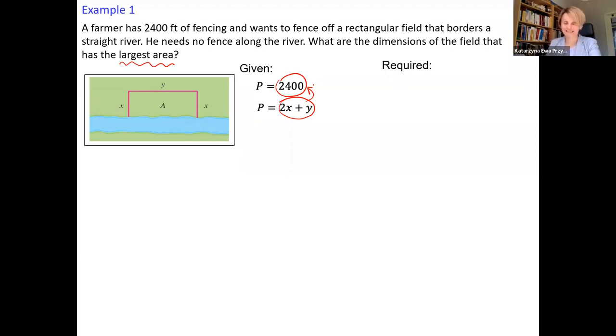As we just stated, we have to maximize the area. To be maximized, find the largest area. Of course, to find the largest area, we need a formula. Can you tell me what is the formula for the area of the rectangle? Just simply base times height, x times y.